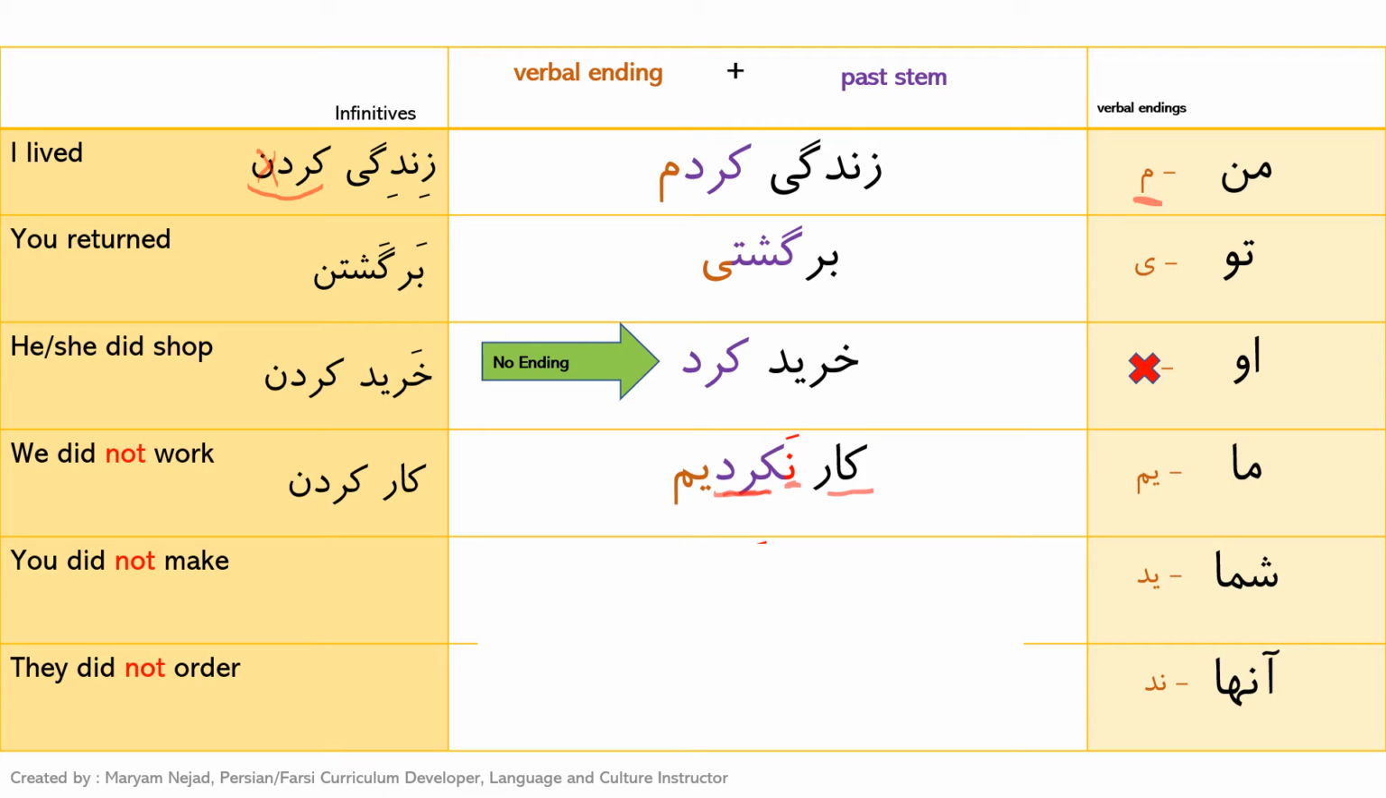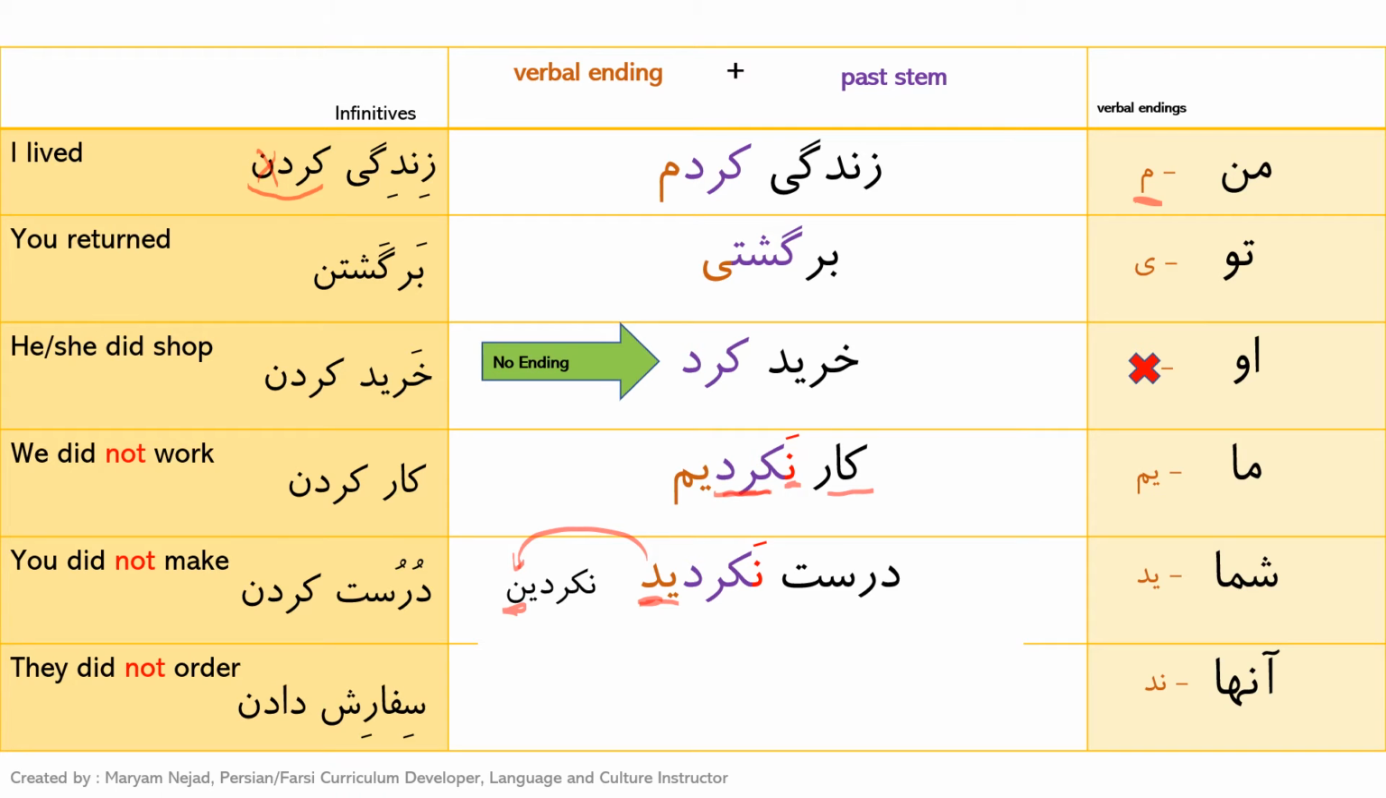Next one, you did not make. To make is درست کردن. So the subject is شما, درست نکردید. And then the informal of نکردید, again the letter dal becomes nun, so نکردین. Next one, they did not order. For example, when you order food at the restaurant, سفارش دادن. The subject is آنها, سفارش ندادند. So here where the na goes, it goes before the past stem. And then ندادند, the informal, we drop the letter dal, so it becomes ندادن.